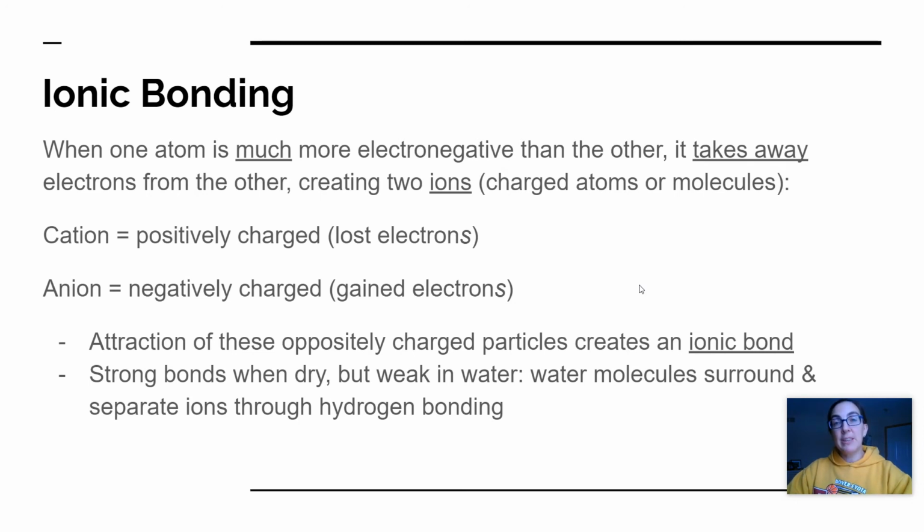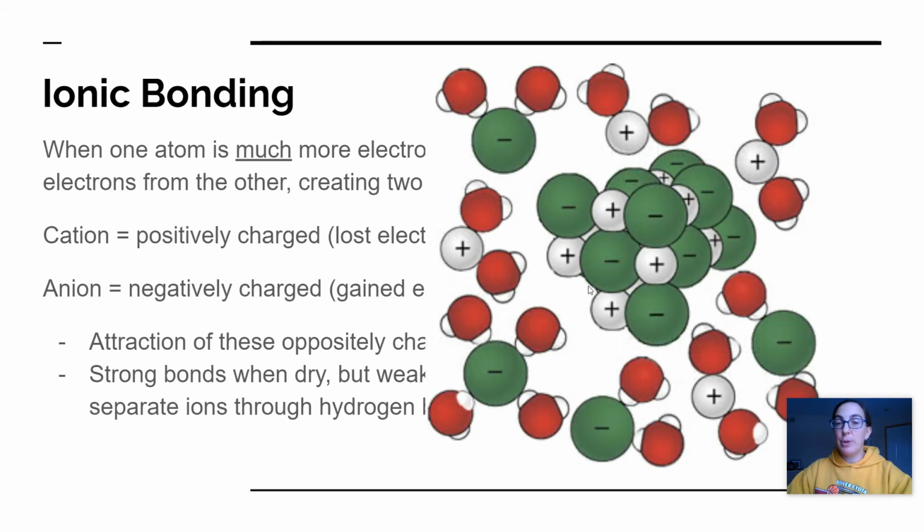But remember, in living things, they're almost always in water, since living things are mostly made of water. And they're not nearly as strong in water, because the water molecules can actually surround those ions and separate them through hydrogen bonding. So this shows you in the middle here, you could imagine this as a clump of something like salt, sodium chloride. The sodium is the positively charged ion. The chloride is the negatively charged ion.